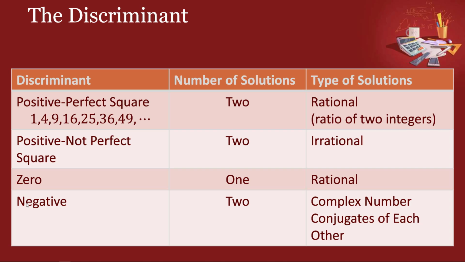If your discriminant is positive but not a perfect square, so it's positive but not one of these numbers, you're going to have two solutions and they will be irrational. If your discriminant is 0, you will have one solution, it will be rational, and it will be negative b over 2a. If the discriminant is negative, then you will have two solutions, but they will be complex numbers, and more importantly, they will be complex conjugates of each other.